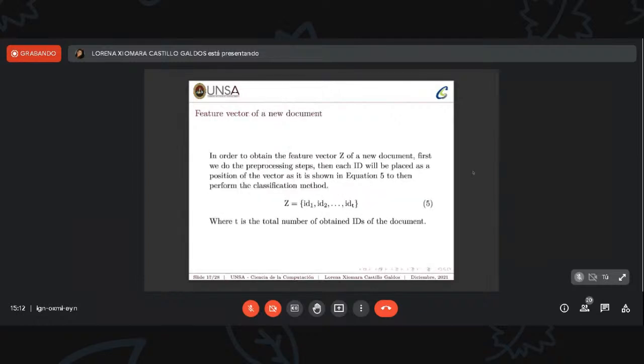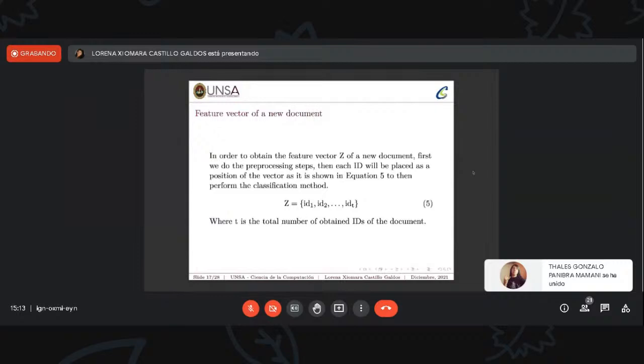And in order to obtain a feature vector Z of a new unclassified document, first we do the preprocessing step, as I mentioned before. Then each ID will be placed as a position of the vector as it is shown in the next equation. And well, then moving on to the classification method.